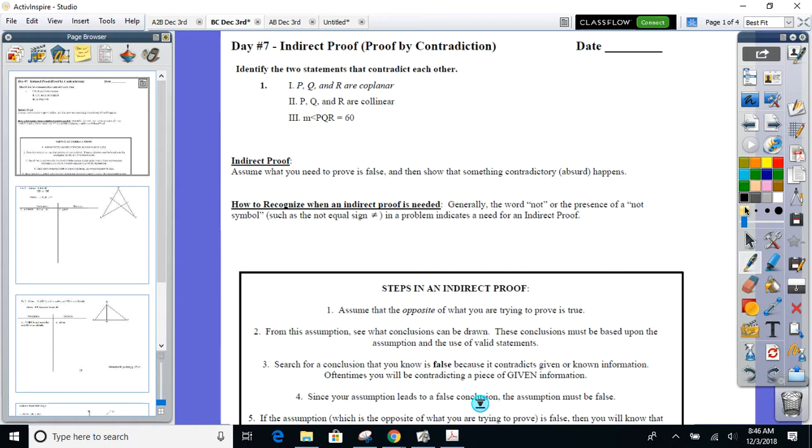If you want to discuss it in your group, I'll give you about a minute. Two of those cannot happen at the same time. It is geometrically impossible for them to happen at the same time. So if you and your group want to discuss that, go right ahead.